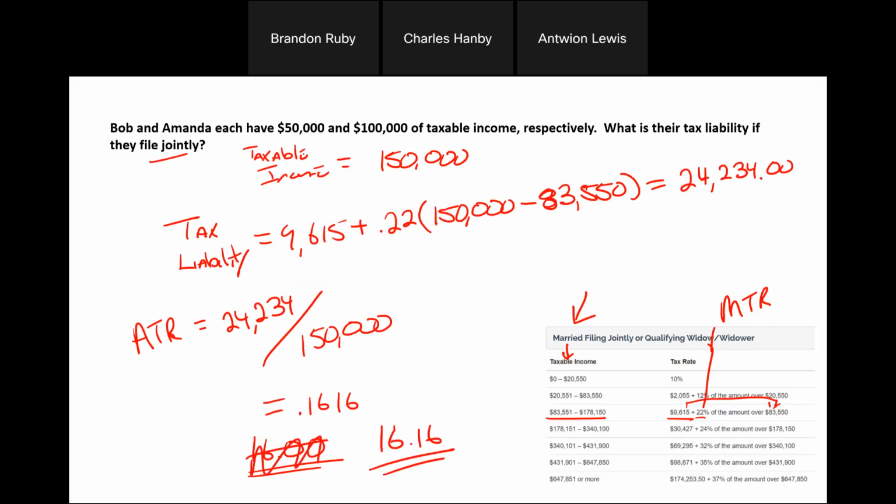The marginal tax rate is always going to be higher than the average tax rate. In this case, if you made 20,550 or less, your marginal tax rate and your average tax rate would be the same. But if you make anything more than that, your marginal tax rate is going to be more than your average. So, questions about this problem, married filing jointly, or anything of that sort?